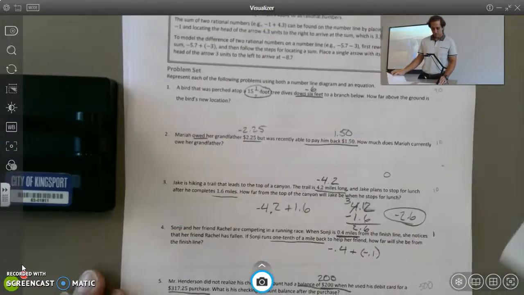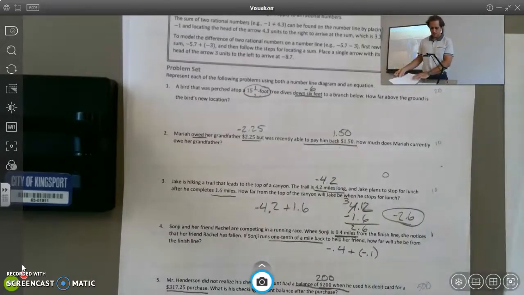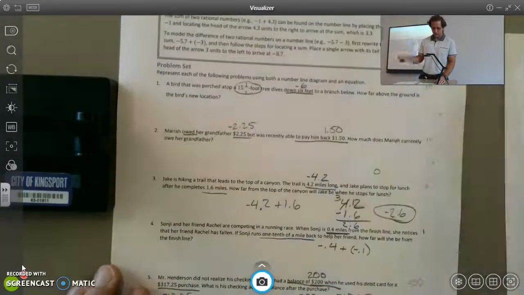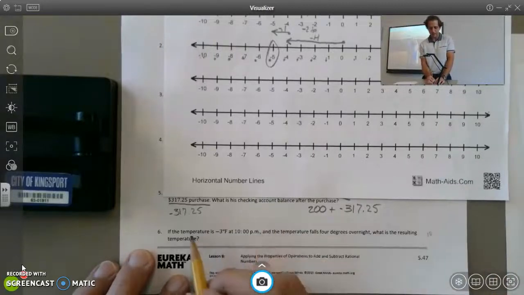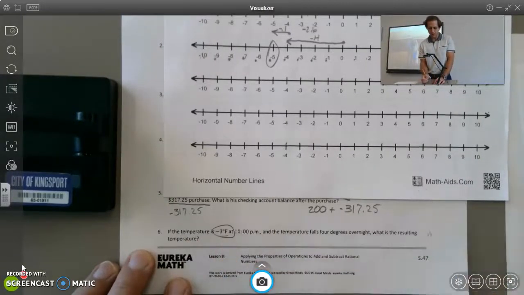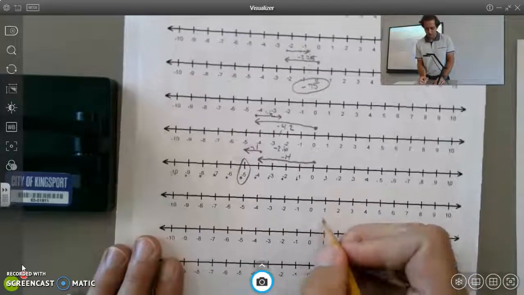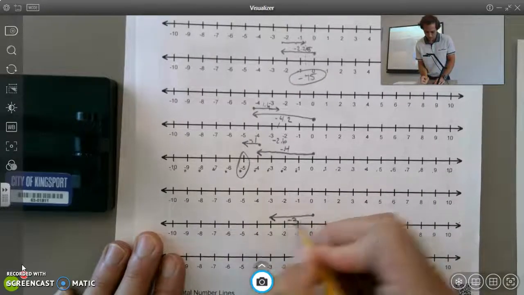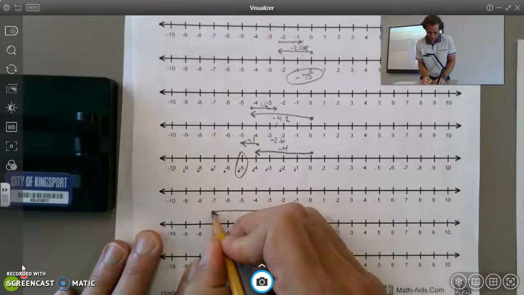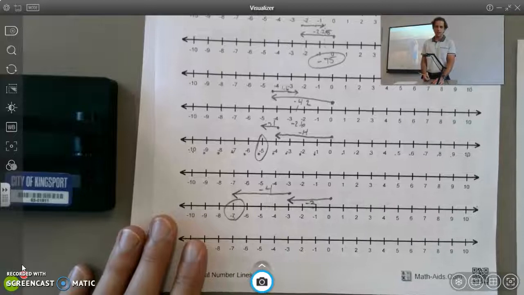Okay. Last problem. This one's about as easy as it gets. We'll finish with a bang here. If the temperature is negative 3 degrees at 10 p.m. and the temperature falls 4 degrees, that's negative 4. What is the resulting temperature? So, negative 3, and then negative 4, and you're at negative 7. There you go. Very easy and straightforward on that last one.